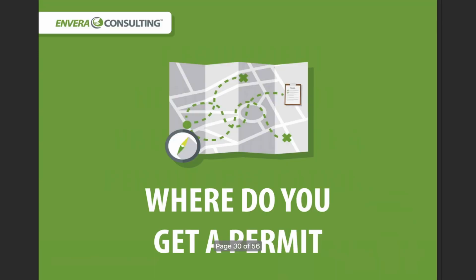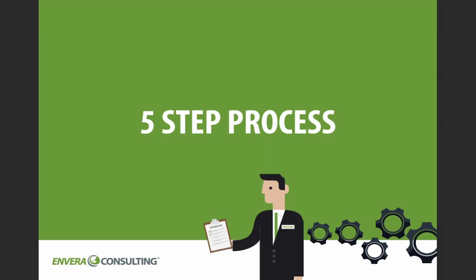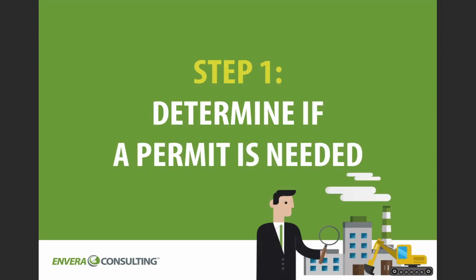And so that brings us to the 4th W. Where do you go to get a permit? This one's simple. You get a permit from the local regulatory agency responsible for air quality. Here in Southern California, that agency is the AQMD, or the South Coast Air Quality Management District. The process to getting a permit can be generally broken down into 5 steps. Number 1, determine if a permit is needed. We just talked about that.